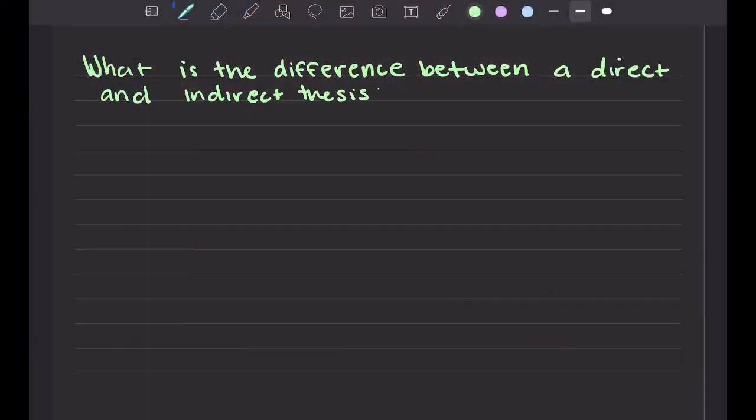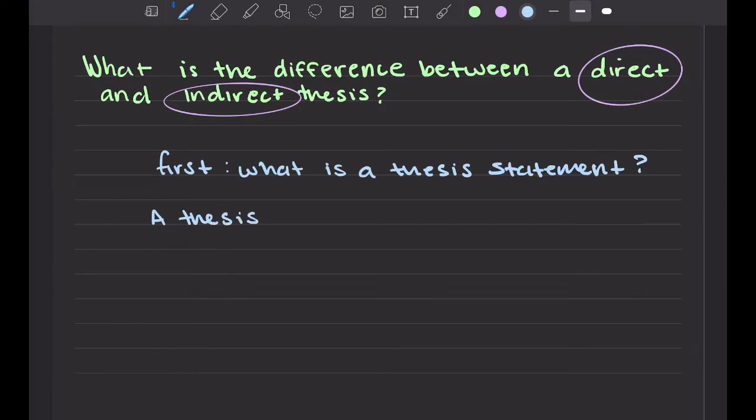Hello everyone and welcome. Today we will be discussing the difference between a direct thesis statement and an indirect thesis statement. So first, let's go over what a thesis statement is.